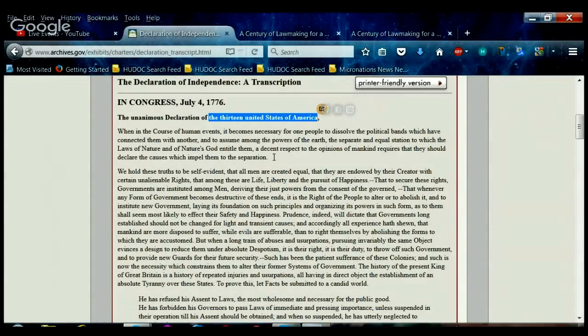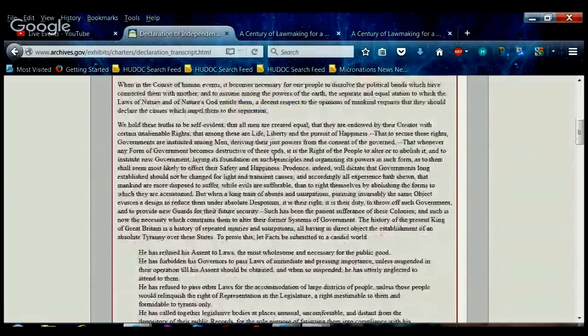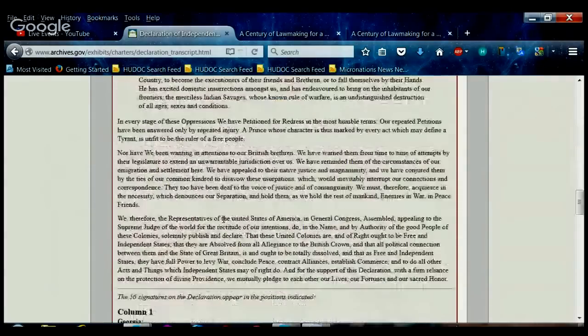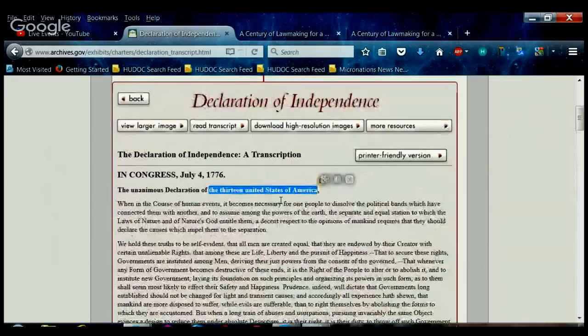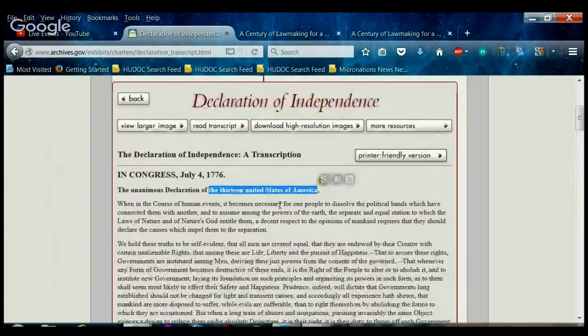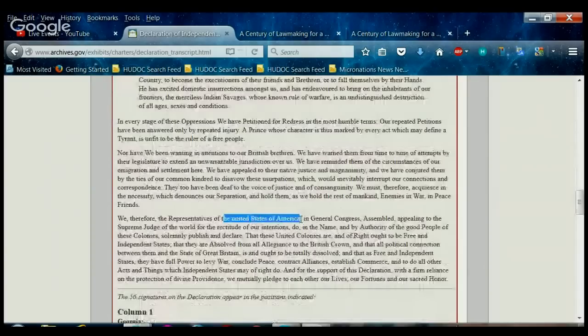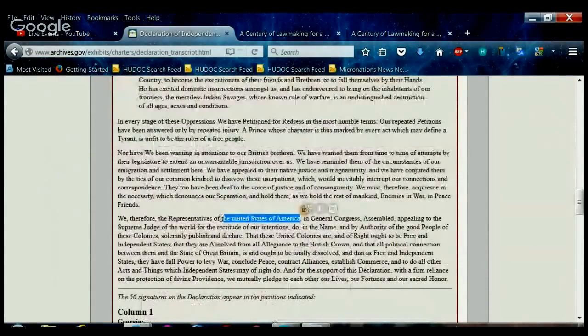Okay, now if you go down here to the bottom, you'll see another one that says the United States of America. And then there's a lowercase u, and then an uppercase S, and an uppercase A. Now what happened is they entitled the document the 13 United States of America, and then as it went through the document, they changed it to the United States of America. And when they did that, they changed the name of the country, just right there.